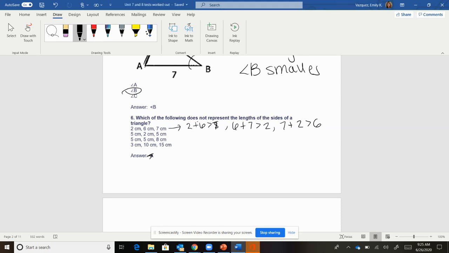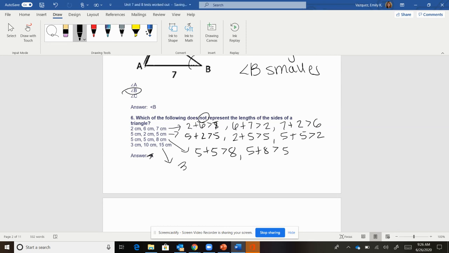The question is asking does not represent, okay? For the next one, I can do 5 plus 2 should be greater than 5. That's true. 2 plus 5 should be greater than 5. That's true. 5 plus 5 should be greater than 2, and that's true. So that one works as well. For this one, I have 5 plus 5 should be greater than 8. True. 5 plus 8 should be greater than 5. That's true. And my last statement would be the same one again.